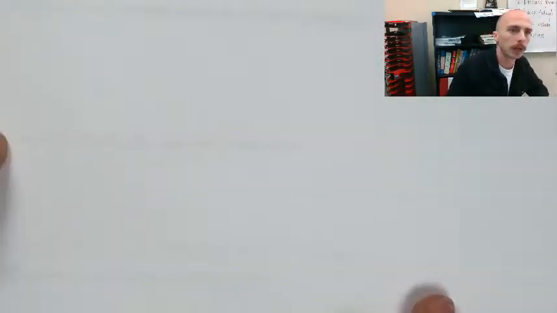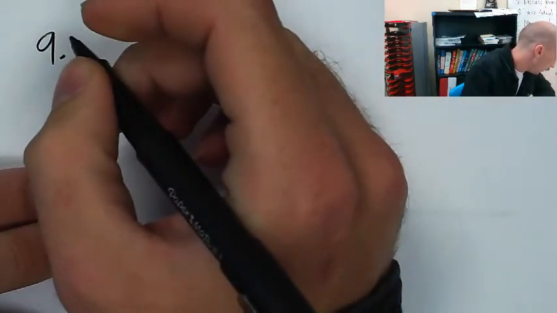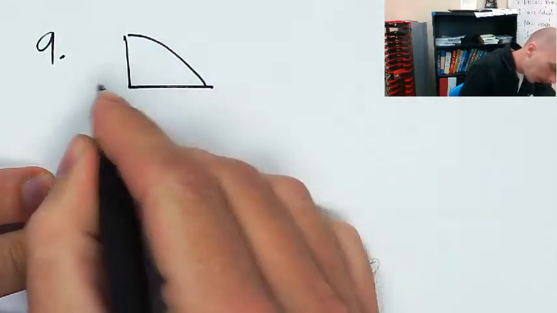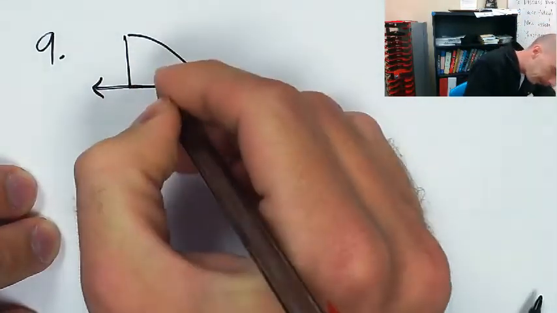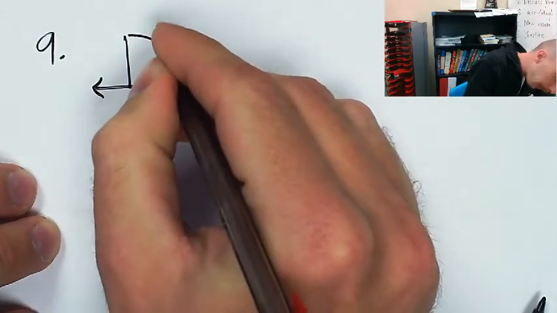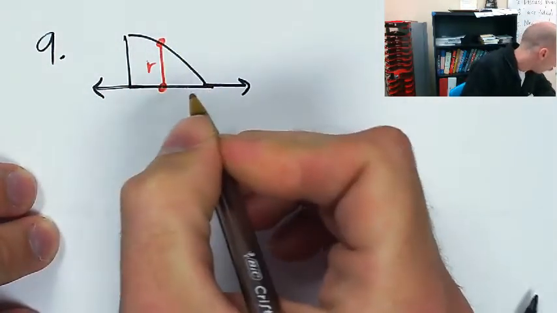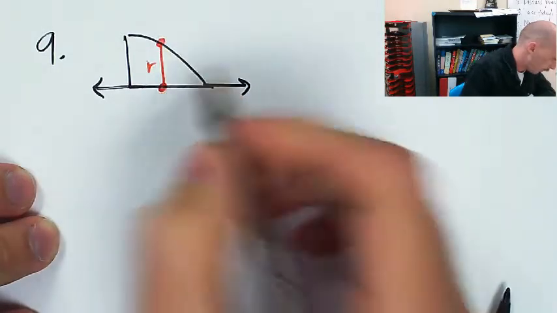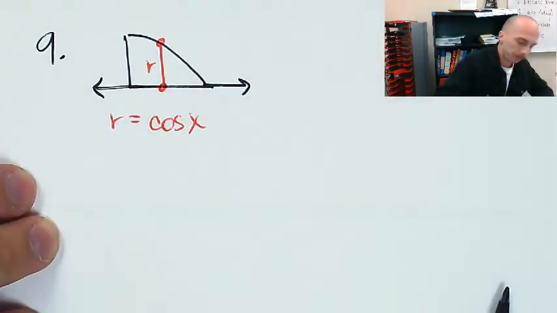So number 9 is, how far can I go? Yeah, there we go. Number 9 is f around the x-axis. So let's go about like that. This is the x-axis. Give myself a radius, and write it down in terms of x. Okay, well, it's top minus bottom. It's y equals cosine x minus y equals 0, so r equals cosine x.